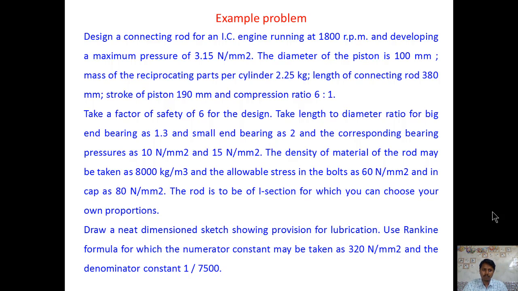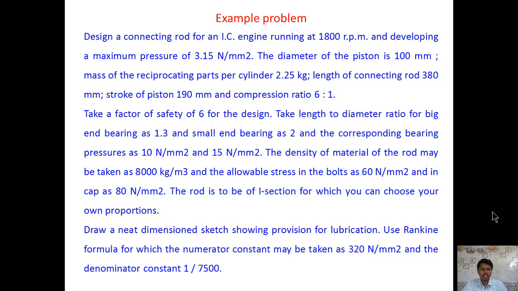Now, in this problem, we have to design a connecting rod for an IC engine running at 1800 RPM and developing a maximum pressure of 3.15 Newton per mm square. So, speed is given and maximum pressure is given. The diameter of the piston is given as 100 mm. So, from here we can calculate the gas force.